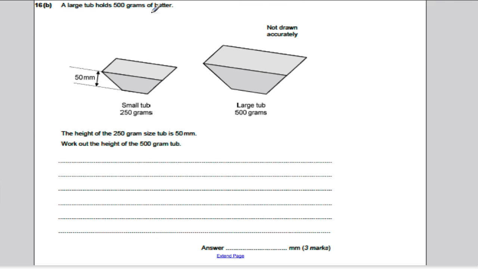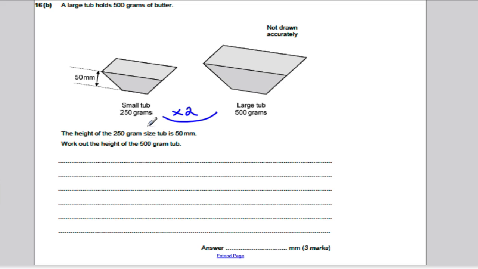(16b) A large tub holds 500 grams of butter. The height of the 250 gram butter is 50. Work out the height of this one. Well, we know now that these are different shapes here. The scale factor of the volumes is 2, because that 250 times 2 would get me 500 grams. So the scale factor of the volumes is times 2.